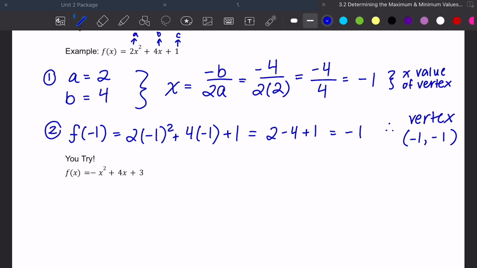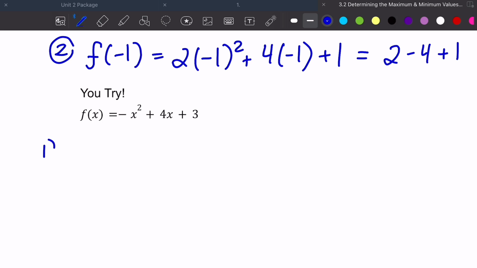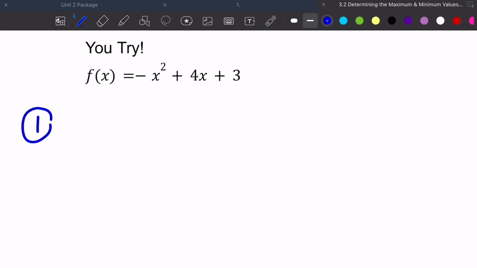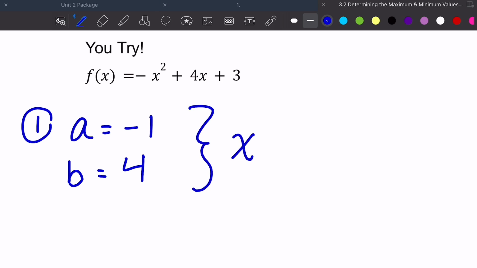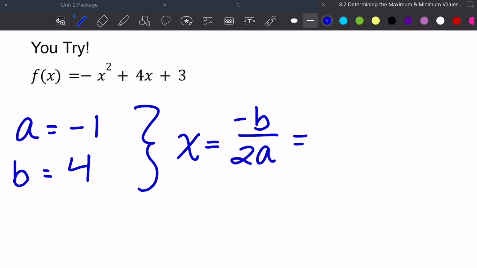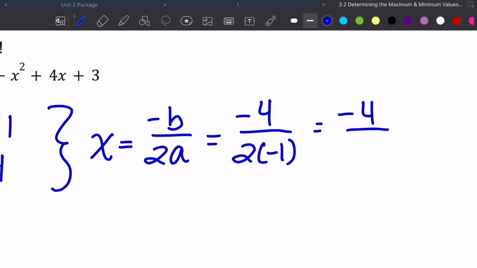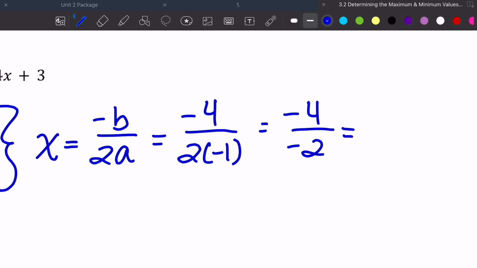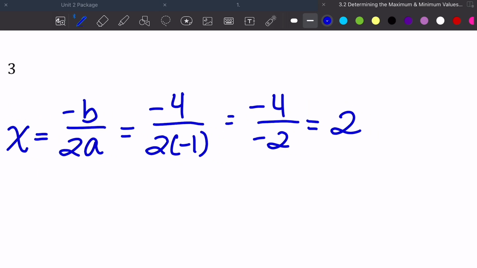So, step 1, I gotta identify what's my A, what's my B, which in this case, my A is negative 1 and my B is 4, right? See the negative sign here? That is attached to A. That's a negative 1. So, okay, if I'm gonna do now my formula, negative B over 2A, this is going to be negative 4 all over 2 times negative 1, which gives me negative 4 all over negative 2, which is just going to give me positive 2. So that's my x value of the vertex.